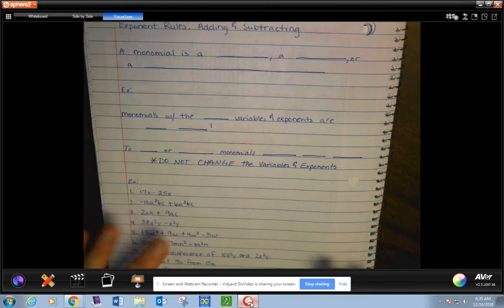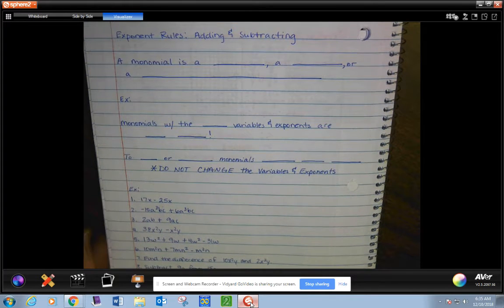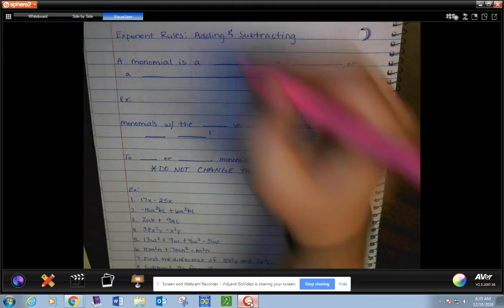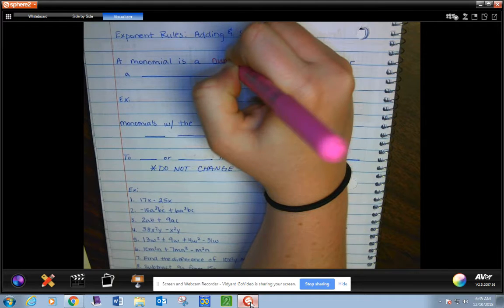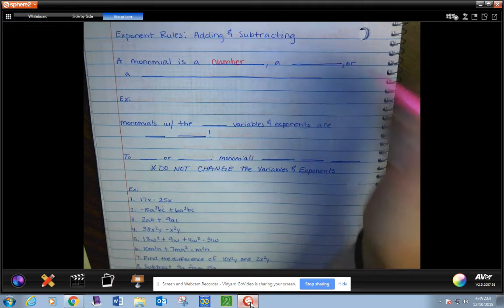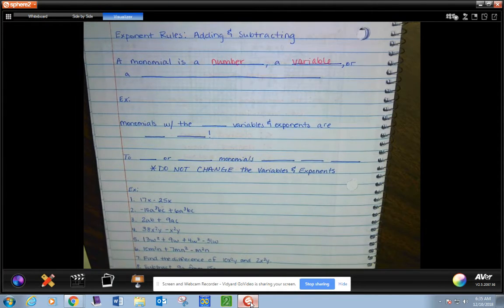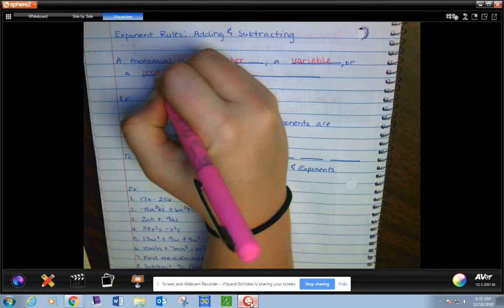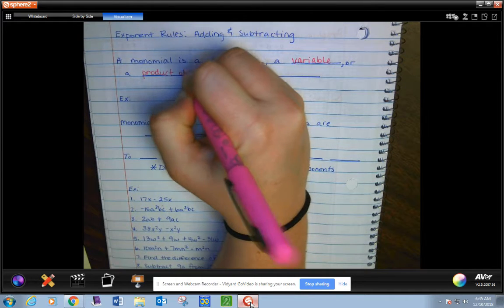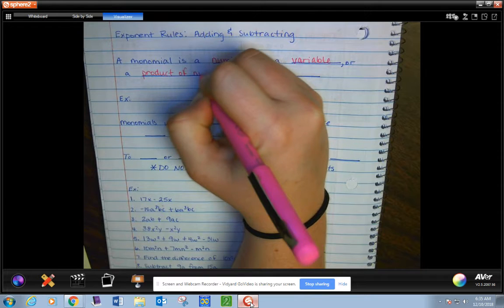And now I'm going to flip over to this, and I have some fill in the blanks kind of stuff. So if you want to go ahead and pause and write as much as you can, go ahead. We're going to fill in these blanks, and then we just have like 9 little examples that we're going to do. So a monomial is a number. A monomial is a variable. Or a monomial is a product of numbers and variables.